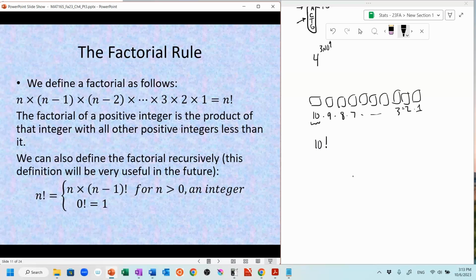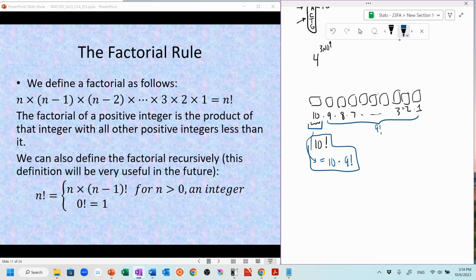Something kind of interesting to note, it's a very helpful property of factorials, is that 10 factorial, if I pop this 10 off the front, then what am I left with? I'm left with 9 multiplied by all other positive integers less than 9. So I could think of this as 10 times 9 factorial. Or I could do that again. This is 10 times 9 times 8 factorial. I can pop some of these leading factors off of a factorial, and I'm still left with something that can be nicely concatenated under a factorial.